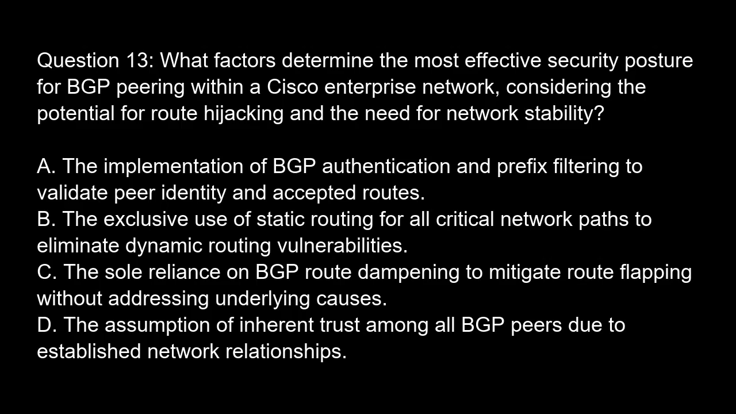Question 13. What factors determine the most effective security posture for BGP peering within a Cisco enterprise network, considering the potential for route hijacking and the need for network stability? Option A. The implementation of BGP authentication and prefix filtering to validate peer identity and accepted routes. Option B. The exclusive use of static routing for all critical network paths to eliminate dynamic routing vulnerabilities. Option C. The sole reliance on BGP route dampening to mitigate route flapping without addressing underlying causes. Option D. The assumption of inherent trust among all BGP peers due to established network relationships.